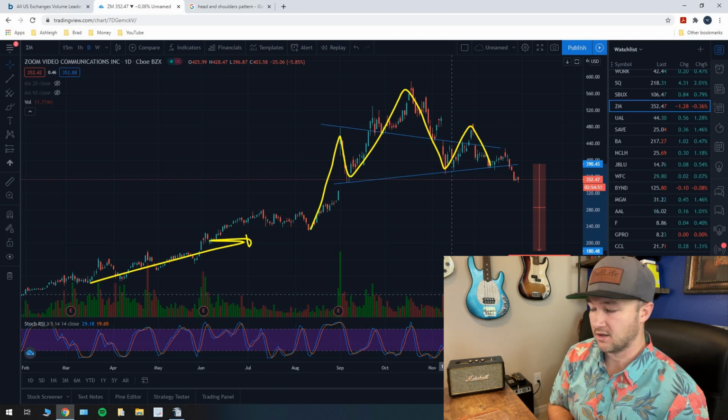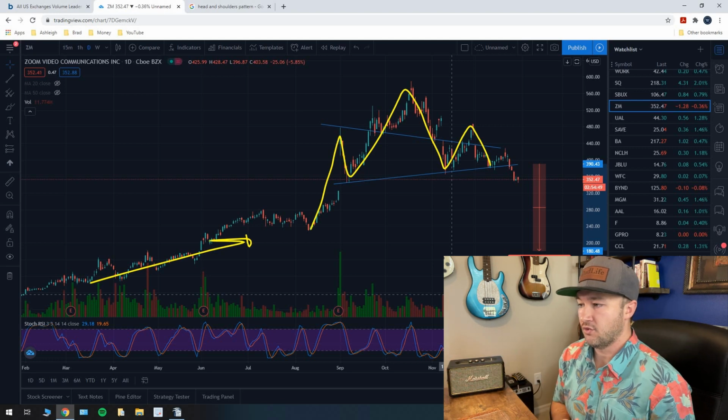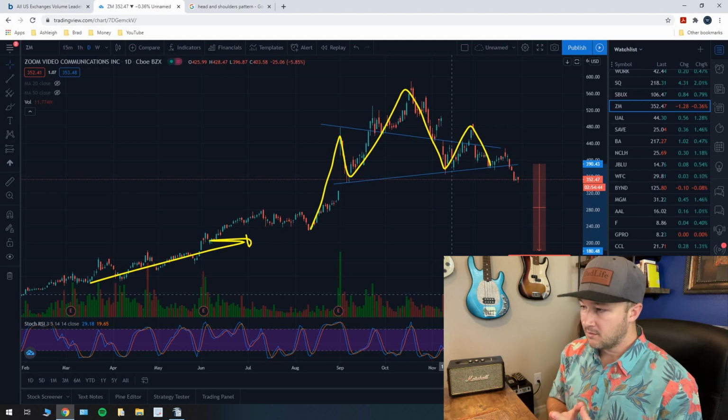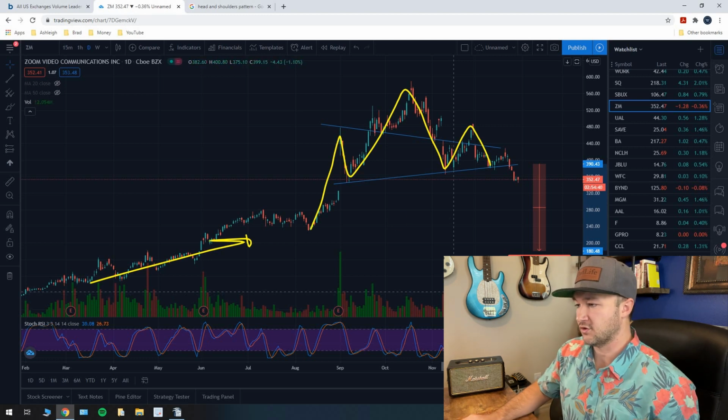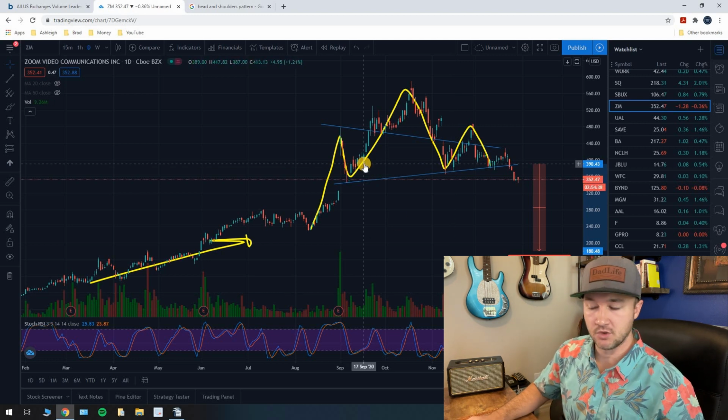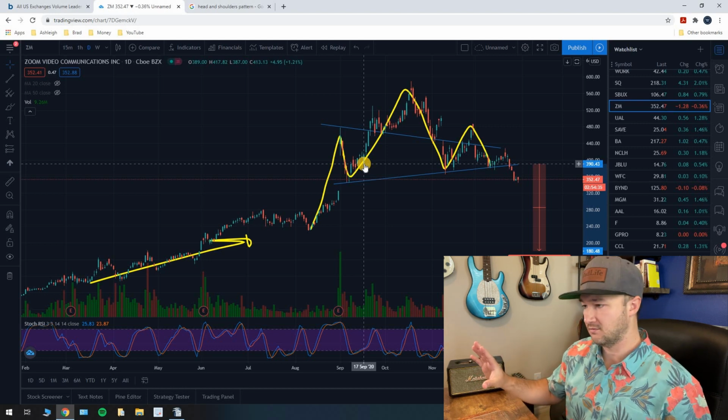53% drop from the neckline is what I'm looking at right here. So that would be a huge move. People would be losing a lot of money if they were long on this. That is for sure. That is one possibility. That's one head and shoulders pattern that I see on this chart.